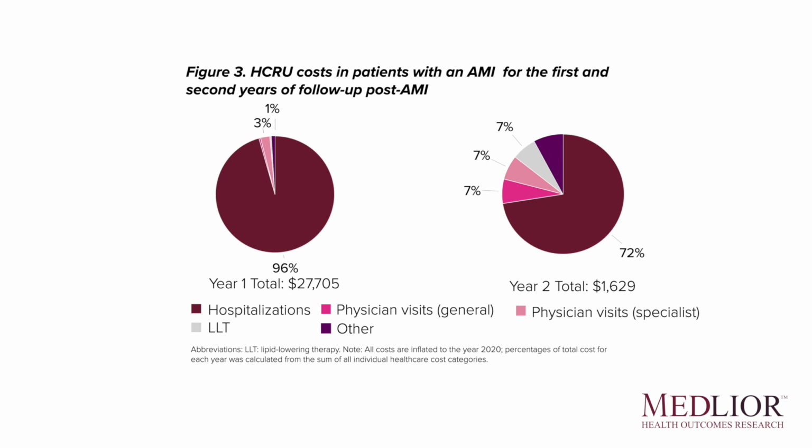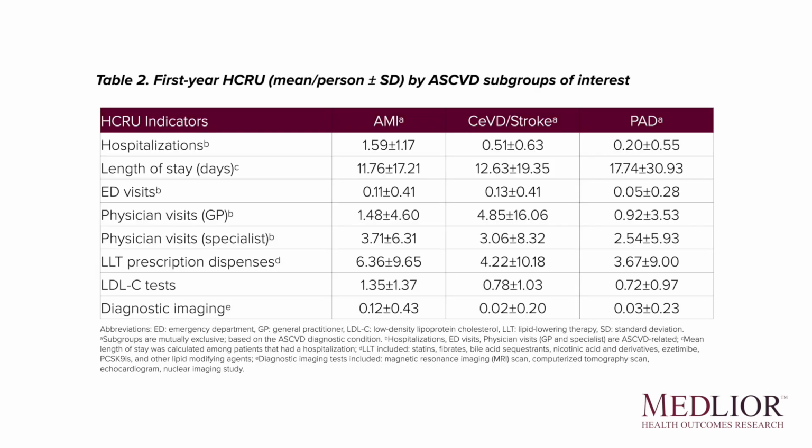Interestingly, hospital length of stay, the number of lipid-lowering therapy prescription dispenses, and LDL-C tests remained relatively stable across all years of follow-up. Patients with acute myocardial infarction had the highest healthcare resource utilization among the 3 subgroups. The trend in reduced healthcare resource utilization was also observed in this subgroup, with the largest reduction taking place between the first and second years of follow-up. Hospitalizations accounted for the highest proportion of healthcare resource utilization among all ASCVD subgroups. Among the subgroups, peripheral arterial disease had lower hospitalizations, lipid-lowering therapy prescription dispenses, LDL-C lab tests, and diagnostic imaging tests.